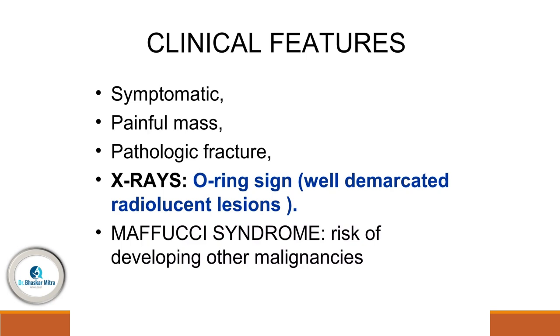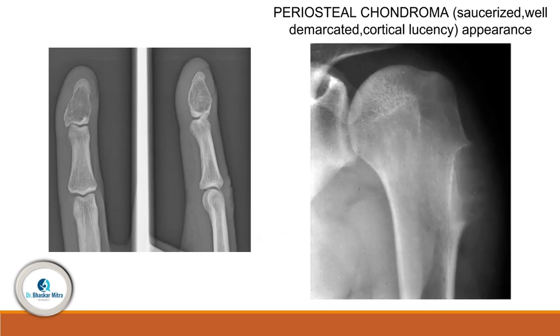Now regarding the clinical features, it's a painful mass, as there is a cartilage in the bone, so there is a weakness, so there is a pathological fracture. And there is an O-ring sign, that is a well demarcated radiolucent lesion. We will show you. This is a typical radiological finding of enchondroma. Here we can see there is a well demarcated lytic lesion. It may be subcortical, where we can see part of this well demarcated lining, or saucerized well demarcated cortical lucency, what we say.